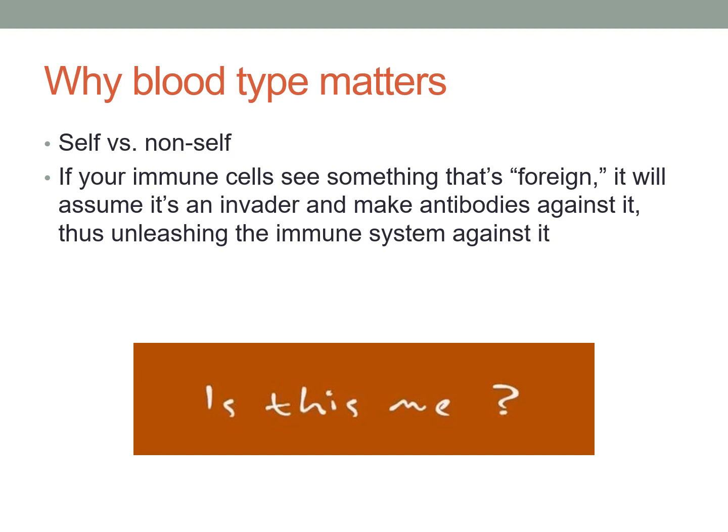So in immunology, or the study of the immune system, they call this self versus non-self, right? You're basically looking at a cell and saying, are you part of me? Are your antigens familiar to me? Or are you a stranger? So if your immune cells see something that's foreign, if they see an antigen that is new and different and not an antigen that it has ever seen before in your body, it's going to assume it's an invader, and it's going to make antibodies against it and kind of unleash the immune system, activate the immune system.